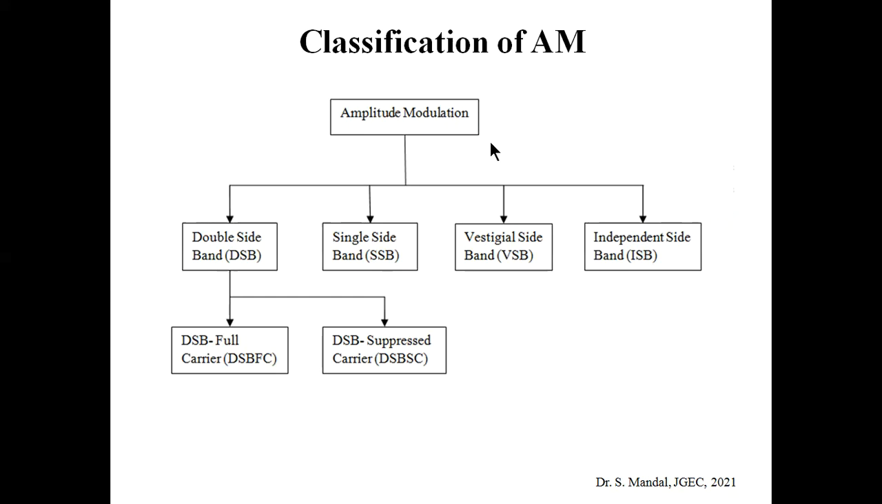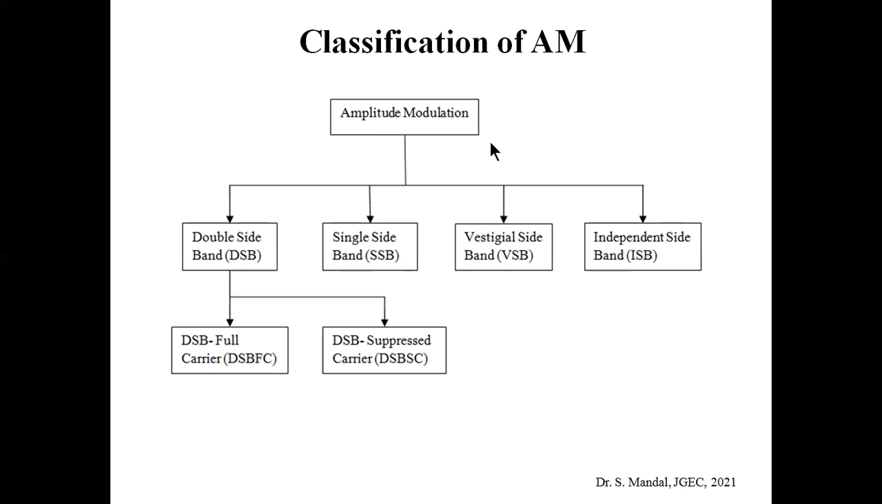Now, classification of AM. Initially, AM can be classified into four types: DSB, SSB, VSB, and ISB. Double sideband AM, single sideband AM, vestigial sideband AM, independent sideband AM. Now, why do we call it double sideband or single sideband, vestigial sideband, or independent sideband? That will be discussed in the upcoming slide. Right now, just follow the classification table.